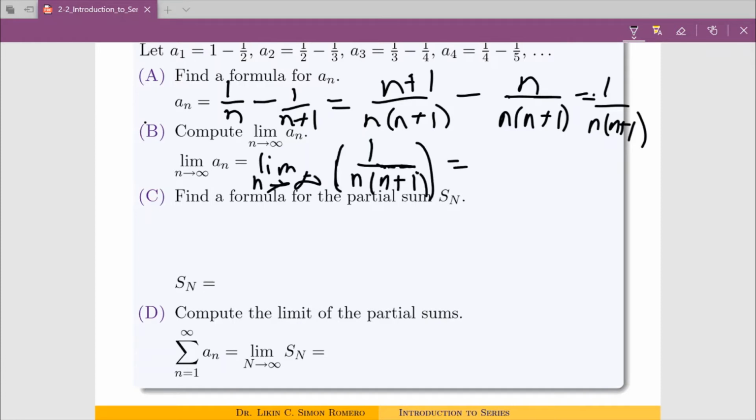So for part B, we want to take the limit as n goes to infinity of a of n. And so for this case, it's easier to use the simplified form, the 1 over n times n plus 1. If we do that, we can see that this is the same thing as the limit as n goes to infinity of 1 over n squared plus n, which is just equal to 0.